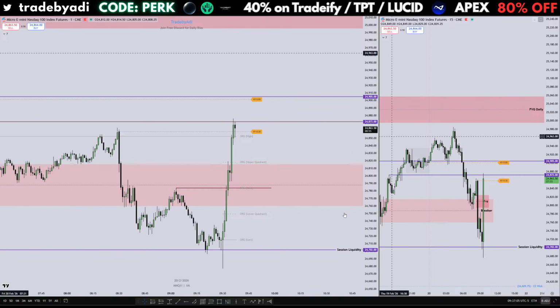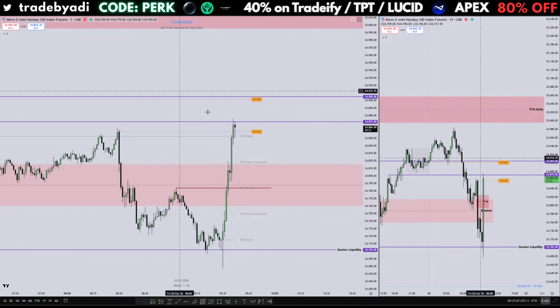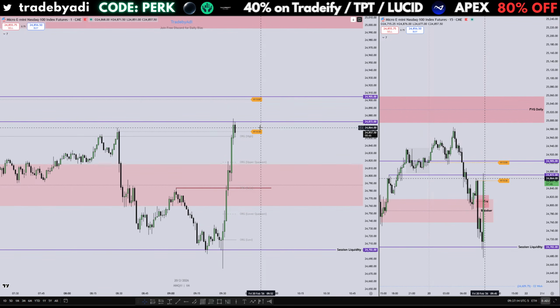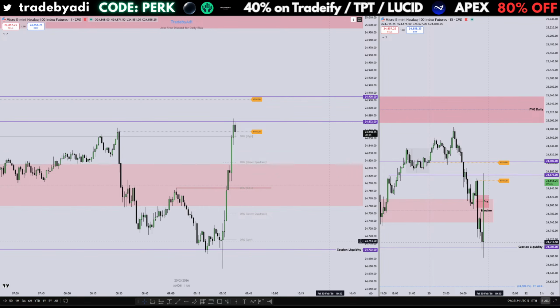Yeah, because we don't have any, this. We did not tap to the fair value gap also. Yeah, we will wait for the news first, and then we will check it. We have got a lot of time. It just happened. We just had 7 minutes after market open.